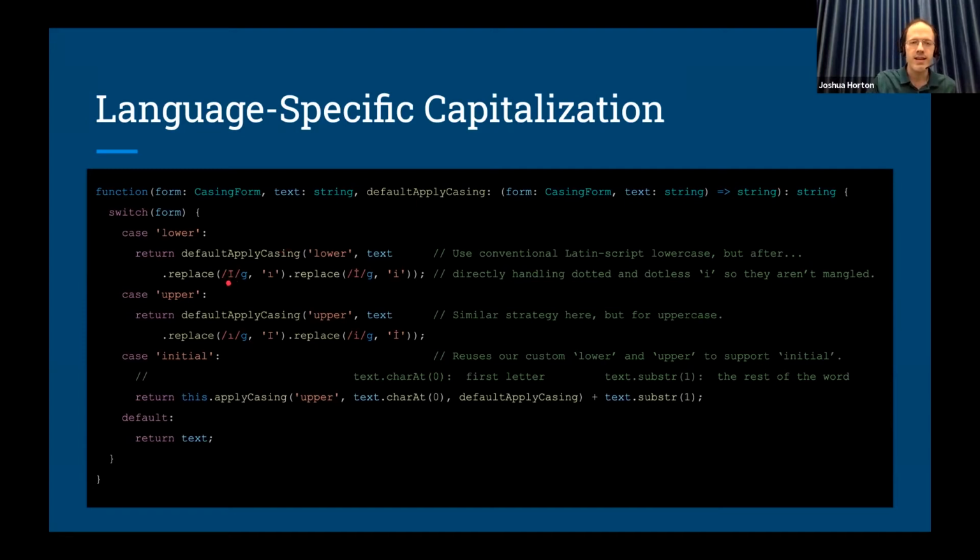uppercase dotless I, turning it into the lowercase dotless, and likewise for the uppercase variant. So for lower, we have it in that direction. And obviously, we do it in the opposite direction for uppercase, as seen here. Then, for the initial case, we support a little bit of recursion. You can say, hey, the applyCasing function we have defined here, just use its uppercase for that first character and use lowercase for the rest of it. And you can do that.